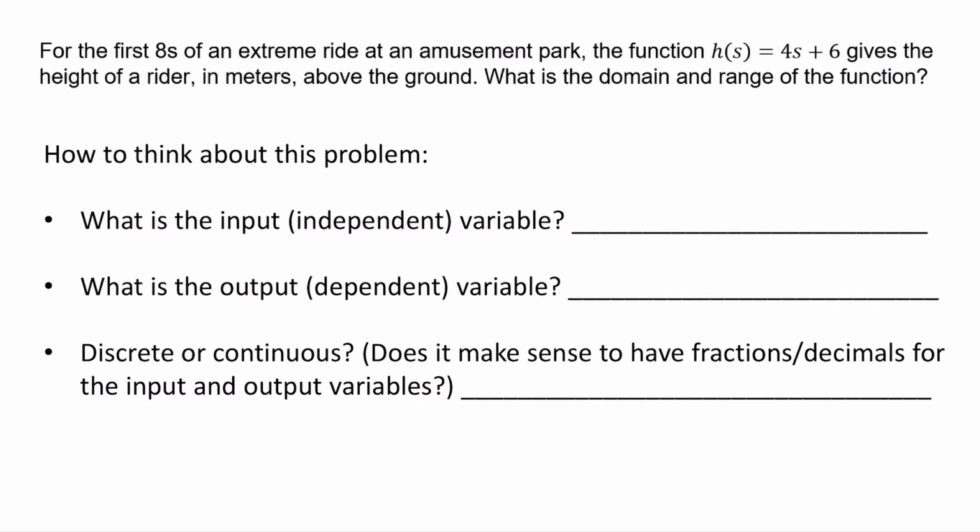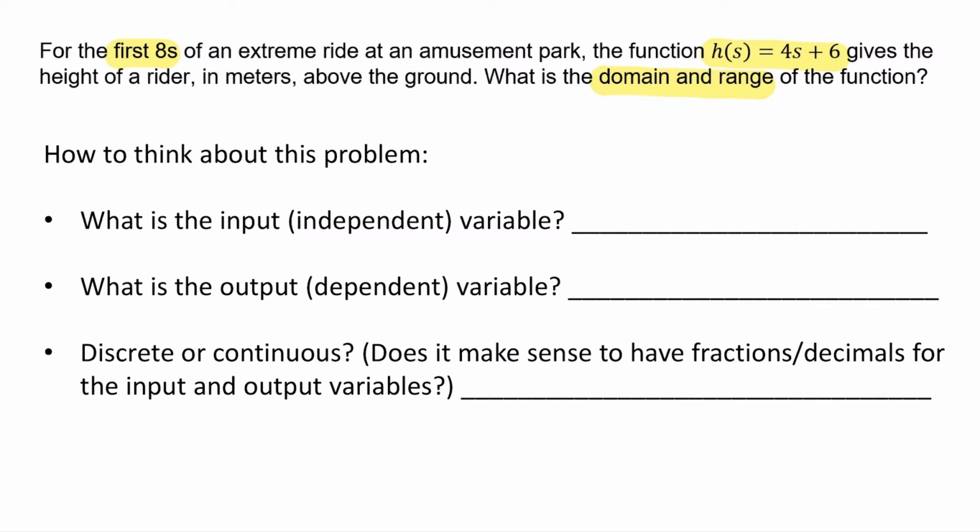So when we work on word problems, we need to think about some questions to help guide us in solving these problems. When we look at this, it says the first 8 seconds of an extreme ride at an amusement park, the function h of s equals 4s plus 6 gives the height of a rider in meters above the ground. What is the domain and range?